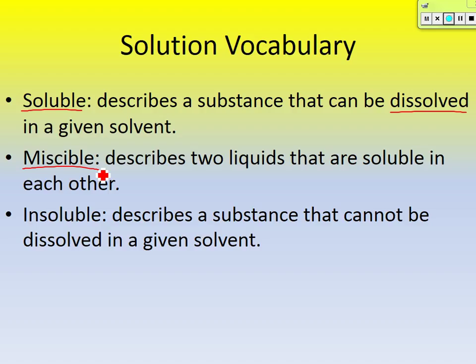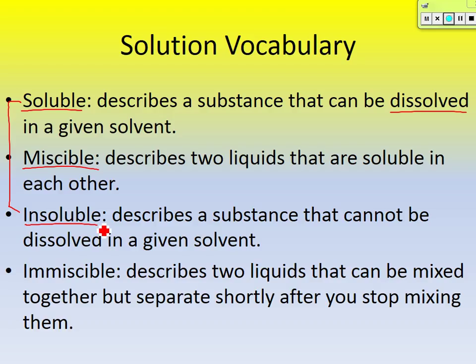What about insoluble? This is the opposite of soluble. It describes a substance that can't be dissolved. Can you dissolve sand in water? No. You can put some sand in the water, but it's not going to dissolve. It's just going to stay at the bottom. So sand is insoluble in water. If it can't be dissolved, we say it's insoluble.